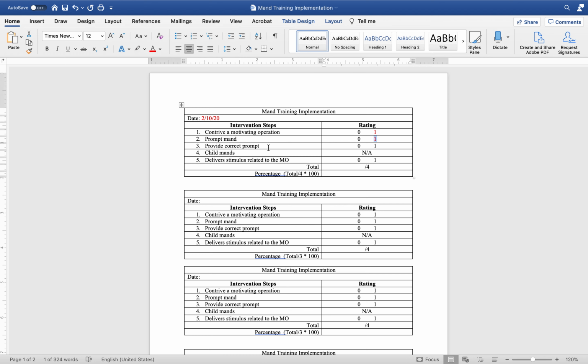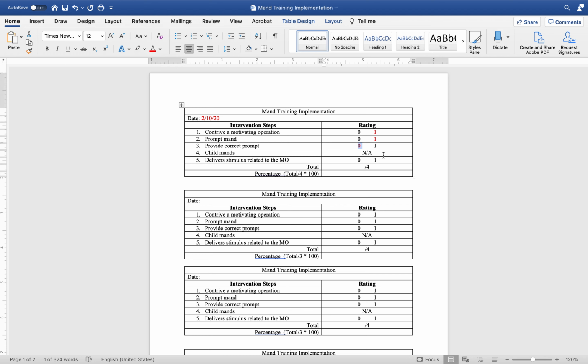But then I would need to make sure they provided the correct prompt. So say, for example, we'd finally moved up to a full verbal. The past couple of days, we've been using a partial verbal, and my child finally got it, so we moved up to the full verbal, but my partner still does a partial because they forgot to move up. Because it's the wrong prompt, I would mark it as a 0.